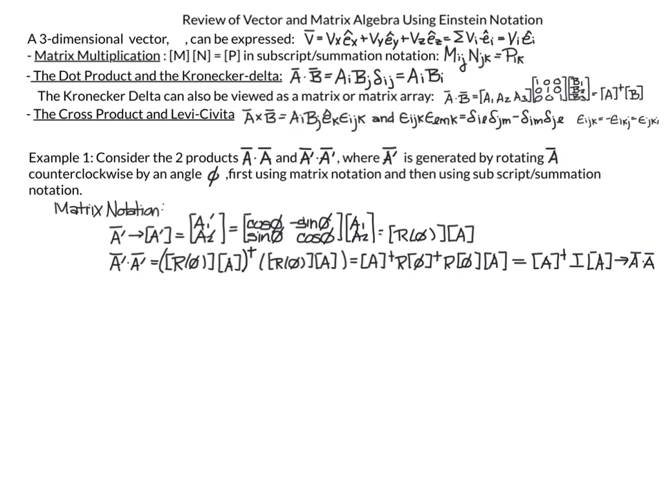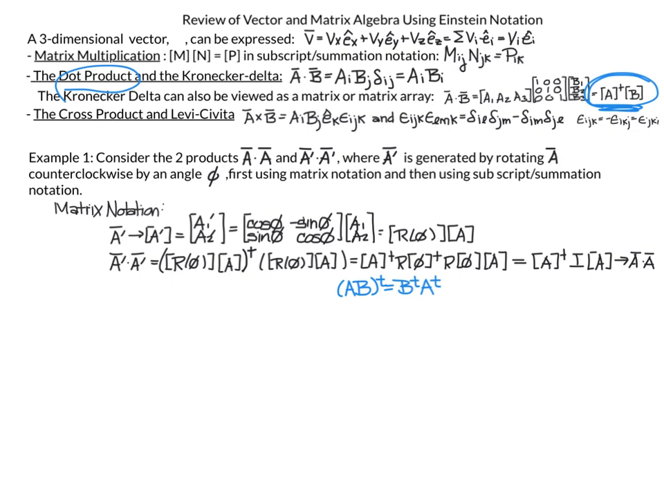Next, if I want to express the dot product of A prime dot A prime, I am going to use this definition of my dot product over here. So the dot product of 2 matrices I can express as the first matrix transposed times the second matrix. So I take my A prime, this first matrix transposed times the second matrix.